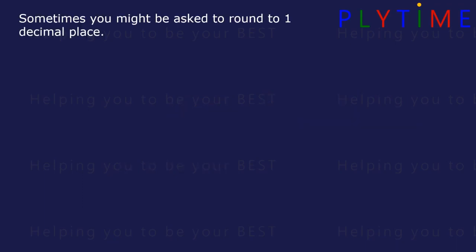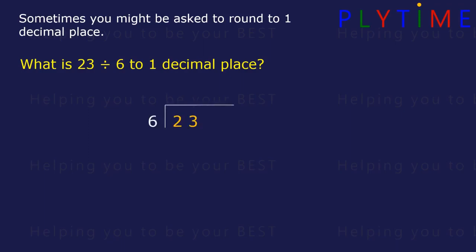Sometimes you might be asked to round to one decimal place. What's 23 divided by 6 to one decimal place? In normal division, 2 divided by 6 is 0 with a remainder of 2. 23 divided by 6 equals 3. 3 sixes are 18 with a remainder of 5. We add our decimal and the 0 and then carry forward the 5. We add the decimal in our answer and then continue as normal. 50 divided by 6 equals 8. 6 eights are 48 with a remainder of 2.